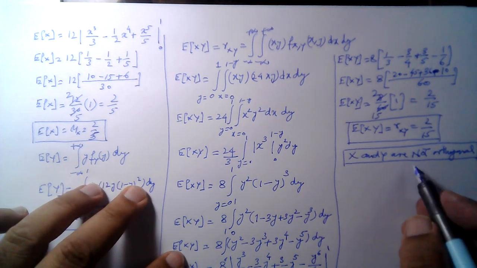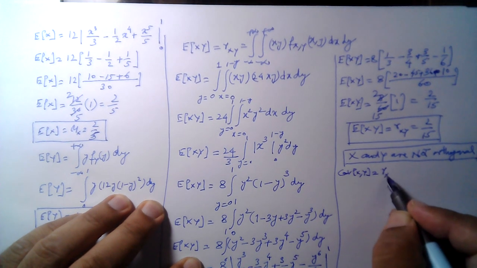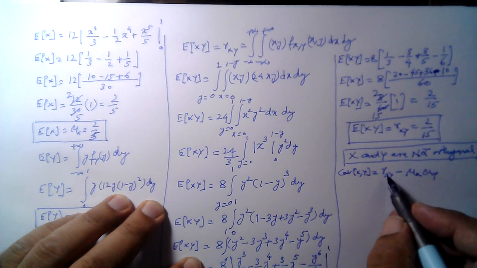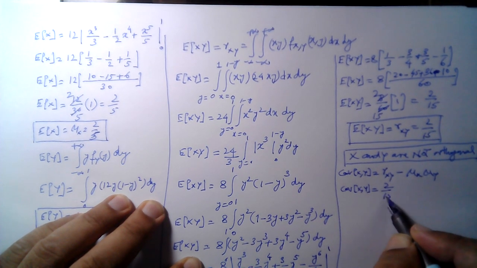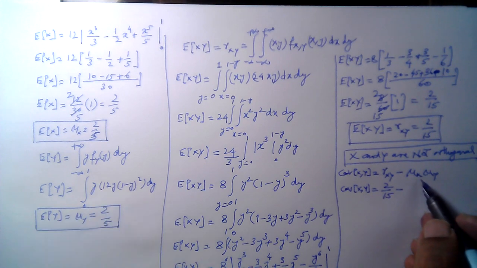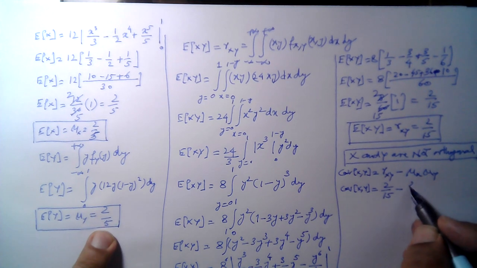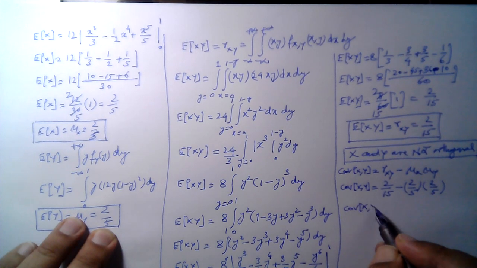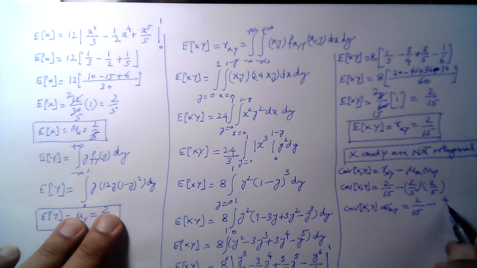Okay, so now we can determine the covariance. The covariance of x and y is equal to this expression, E[XY] minus the product of the means. So this we have already determined here. The covariance of x comma y is 2 over 15 minus the product of the mean values of x and y. The mean value of x is 2 over 5 and the mean value of y is 2 over 5. So this is 2 over 5 into 2 over 5. So the covariance of x comma y is 2 over 15 minus 4 over 25.